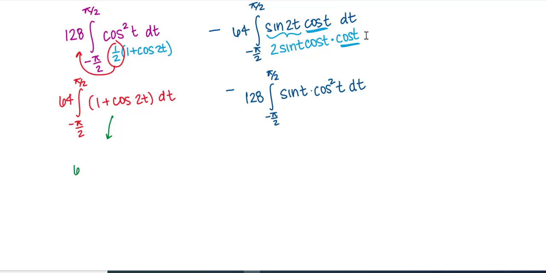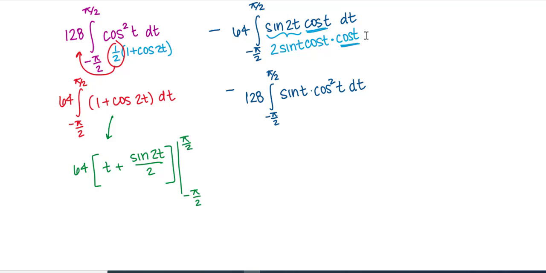I get 64 on the outside. I have t plus sine 2t over 2, because the antiderivative of cosine 2t would be sine 2t over 2. And I was going negative pi over 2 to pi over 2.